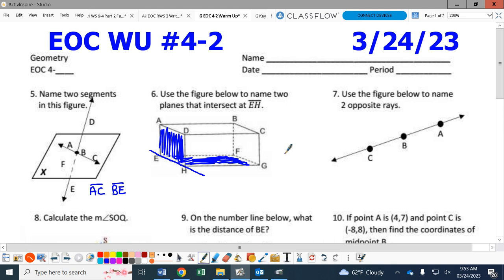How many letters do you use to name a plane? How many letters, guys? 3. Yes. We can't name the top because it's only connected to one of these sides. It's got to touch E and H. So that's a very good question. And the answer would be no, because it doesn't touch the E and the H, even though it does connect the plane to the plane that's already on it. That's a very good question.